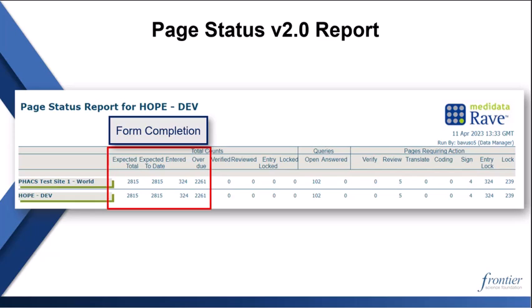Next, we can see the number of pages on which data have been entered, followed by the number of pages for which data are overdue. The next few columns dealing with data review will not be used by FACS and HOPE studies. Verified, reviewed, entry locked, and locked may be disregarded as they do not apply to FACS site users.